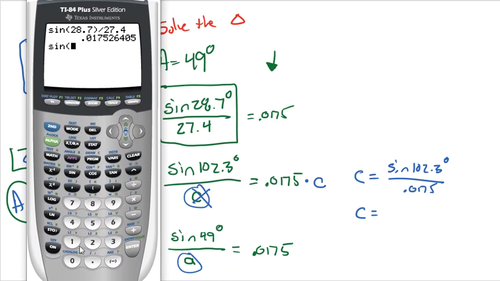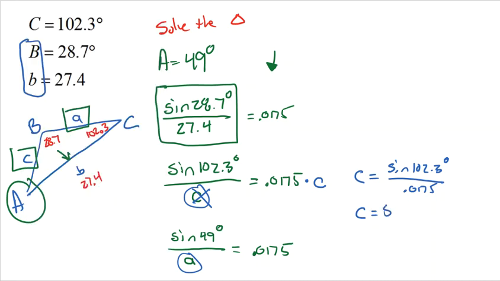I'm going to do sine of 102.3. I'm going to close that parenthesis. And instead of dividing by 0.0175, which is rounded, I'm actually going to grab all of those decimals to be super exact. So there I go, 55.747. 55.747 is the length of side c.